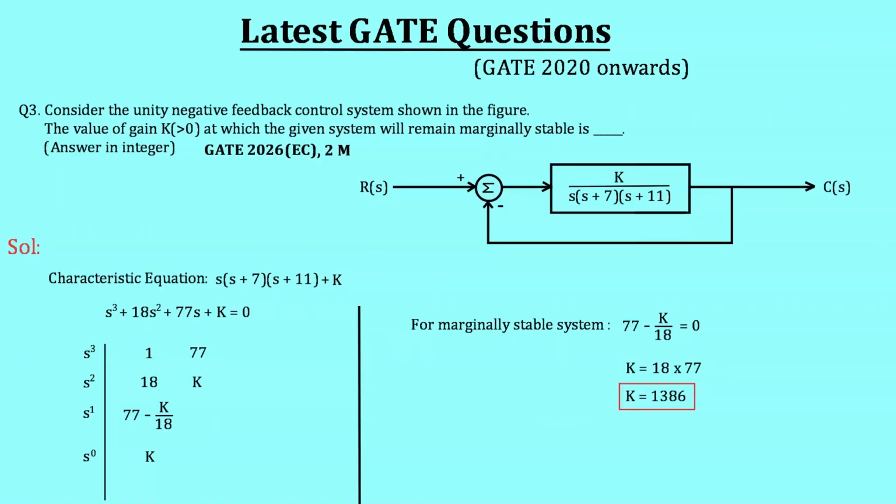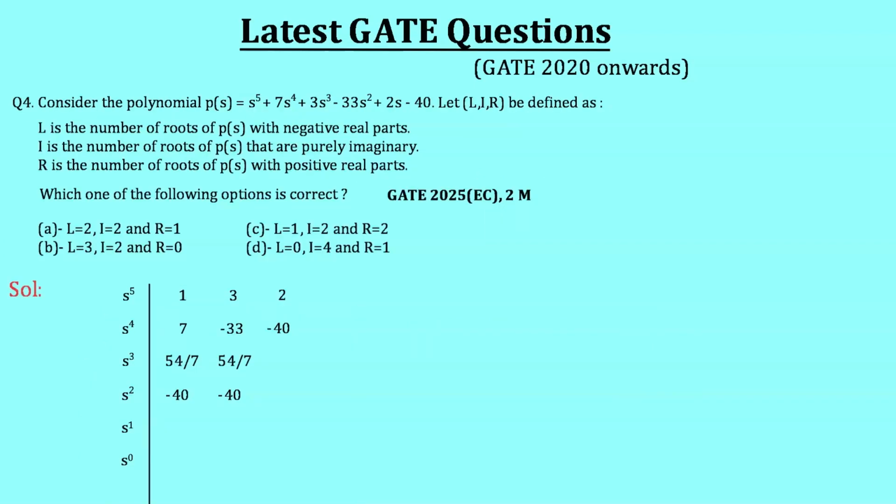Now let us come to the third question. This question is very simple. You can find the answer by simply first forming the Routh array and equating the first element of the third row with 0.